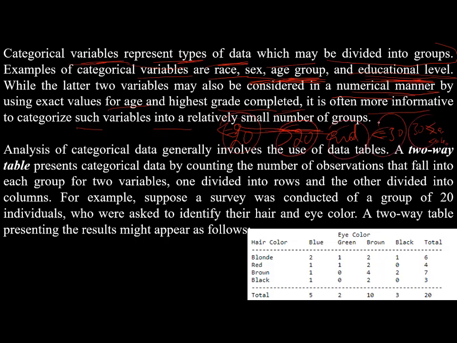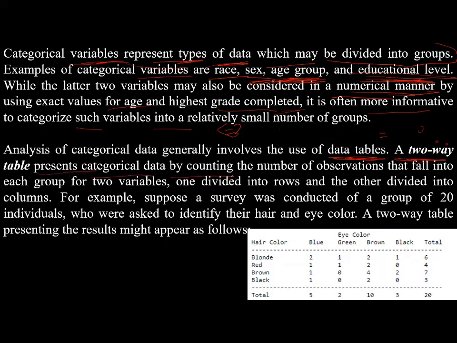Analysis of categorical data generally involves the use of data tables. A two-way table, for example, represents categorical data by counting the number of observations that fall into each group for two variables, one divided into rows and another divided into columns. One is divided into rows, the other into columns.